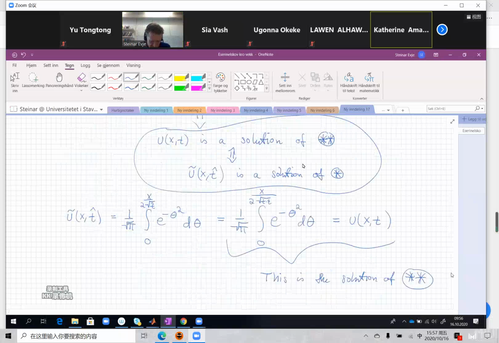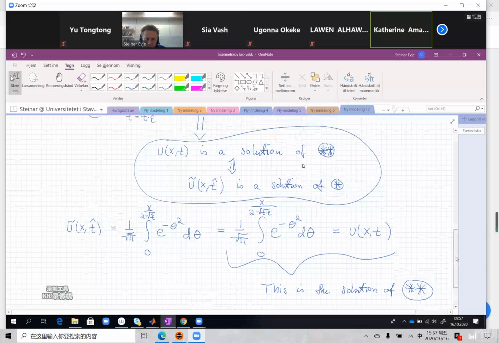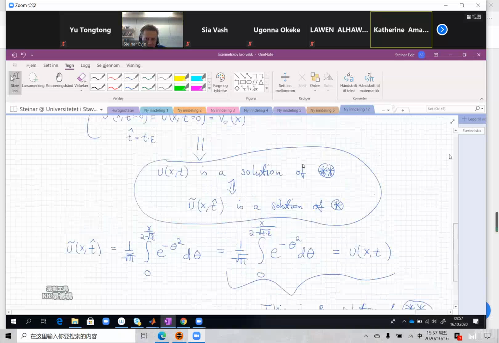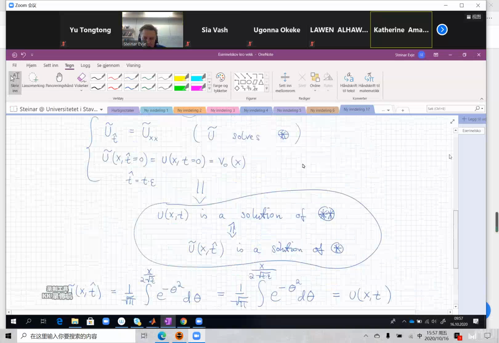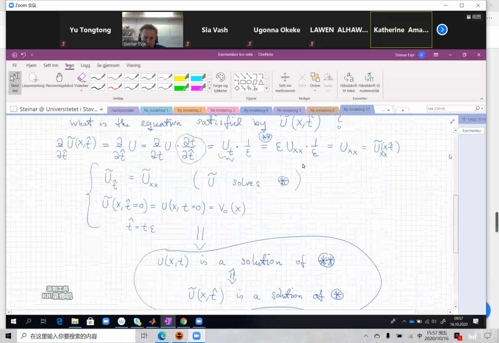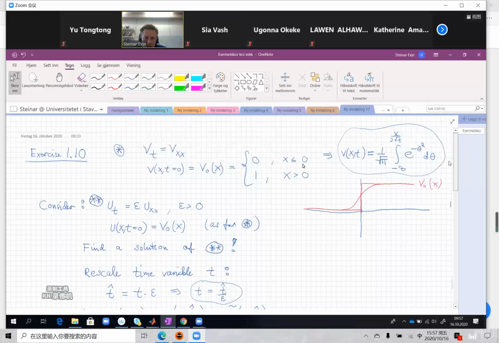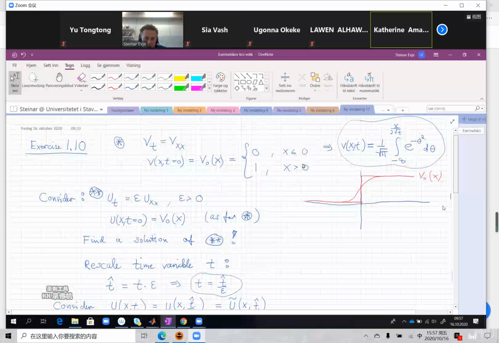Yeah, I have a question. In your solution, when you were integrating, you had boundaries of 0 to x over 2 root of t and then epsilon. But if you scroll up to the beginning, you had the lower boundary to be minus infinity. So how did that change to 0?